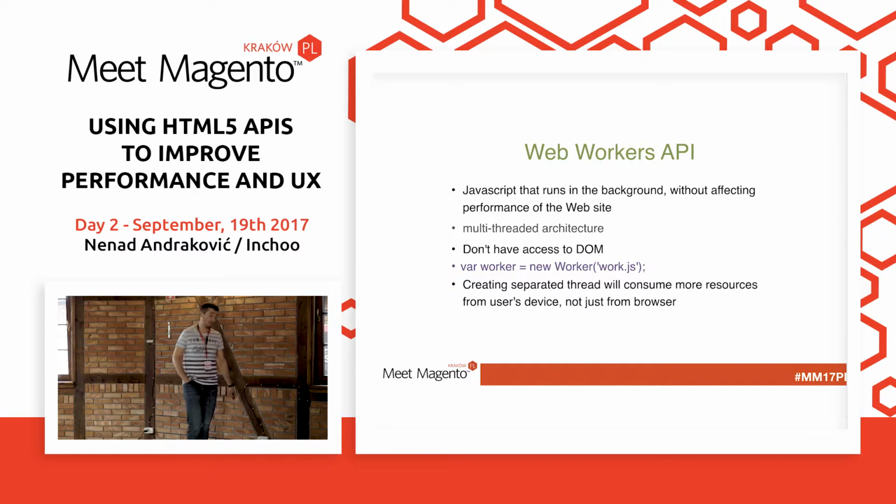So, what can we use from the APIs? For the beginning, let's start with web workers, as currently people are hyping about that. Web workers are nothing more than some interfaces written for HTML5. Basically, chunks of JavaScript code that run in the background without affecting the performance of the website.